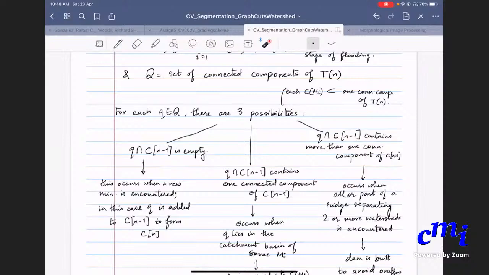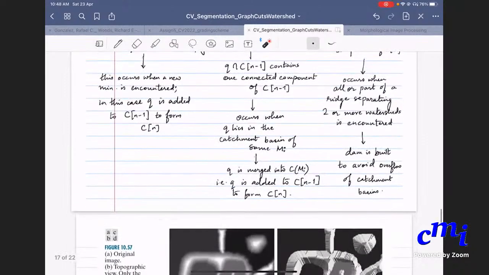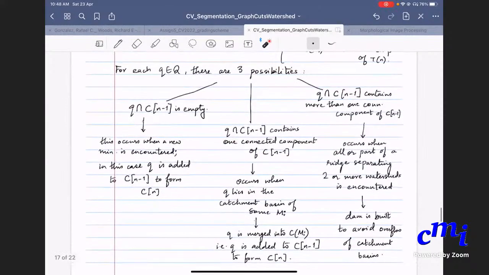The other possibility can be that Q intersection Cn minus 1 contains one connected component of Cn minus 1. So you have a new connected component which contains one of the already existing watersheds. In that case, you simply merge these two. So you just merge Q into Cn minus 1 to form Cn. So this adding is different from the earlier one. In that case, you are adding a new component. Here, you are just merging into the connected component that lies in Q.